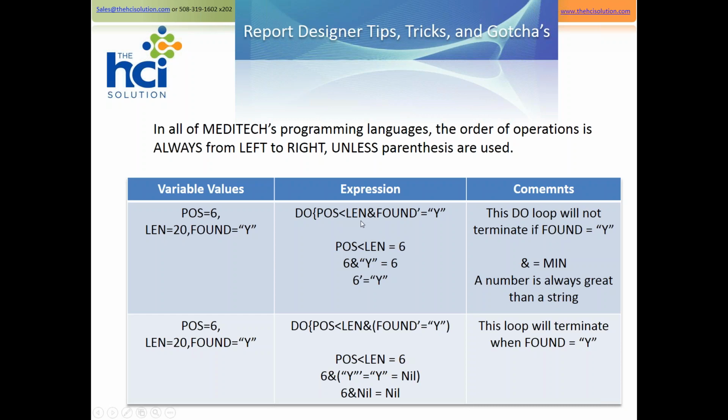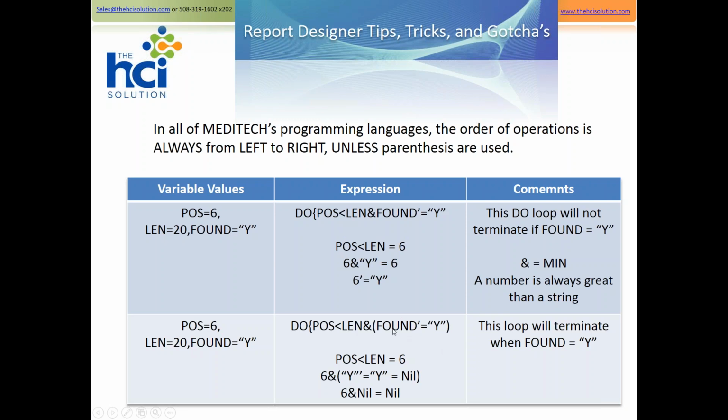And then you do an expression: 6 and the value of found, which equals yes in this case, you're going to return 6. And then remember, we're always going left to right. So then we're going to do the expression 6 not equal to yes. You're going to return true there. And the problem here is that this loop will not terminate if found is equal to no, where it should.